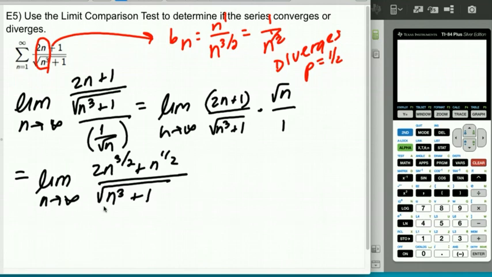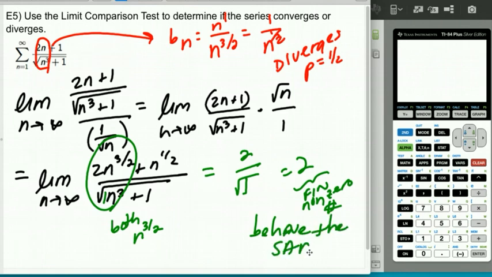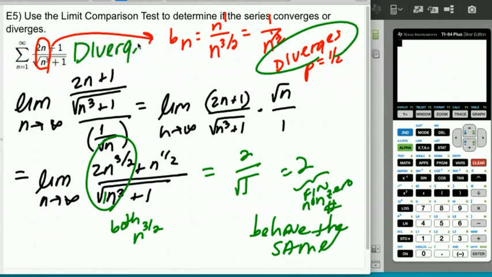So again, I really just want to look at the leading terms as n approaches infinity, and they're both n to the 3 halves. So I end up getting that this behaves as a 2 over 1, because the coefficient is like 2 over the square root of 1. That's a 2, which is a finite non-zero number. So they behave the same. And since I already know what my b sub n does, because it's that p series, it diverges. So this one also diverges. And that's how limit comparison works. So let's go ahead and do one more like this.